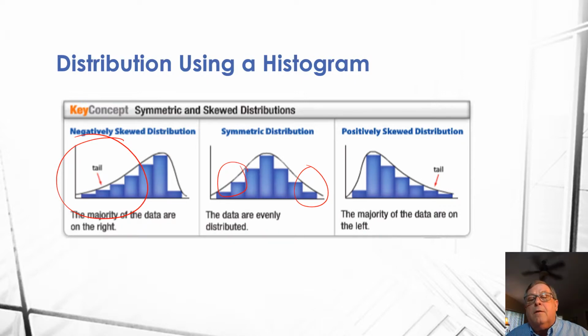And also, if we look at this particular one, a positively skewed distribution, well, it's the opposite. Most of the data is on the left, and we've got a tail on the right. So a tail on the left, we're negatively skewed. That means most of the data is on the right. If we've got a tail on the right, most of the data is on the left, and we call that positively skewed. And if it is evenly distributed, we call that a symmetric distribution.